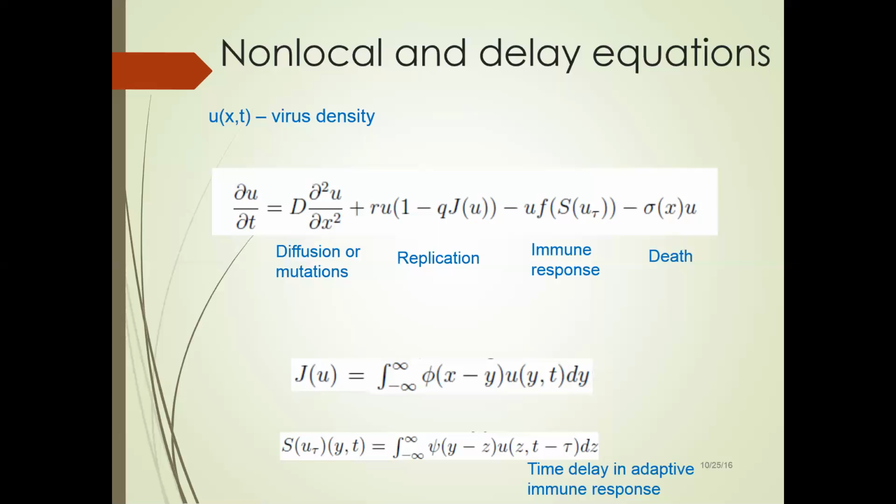The last term in this equation describes virus death independent of the immune response, and which can depend on virus genotype. Specific forms of the function f and sigma will be considered below.